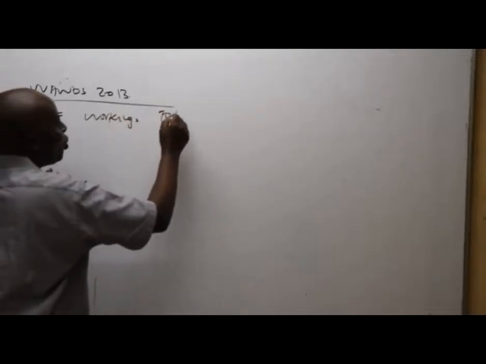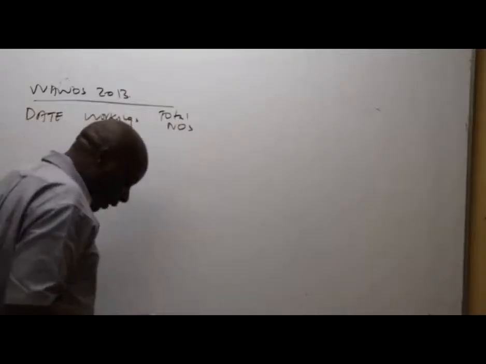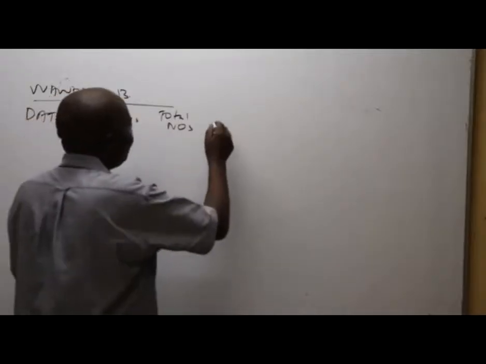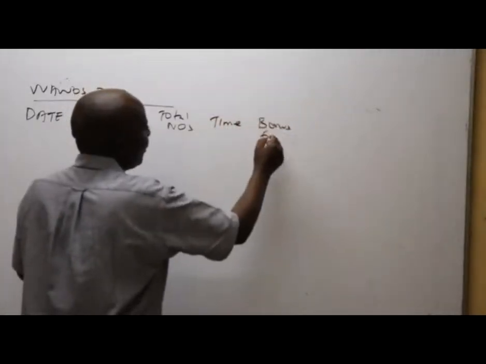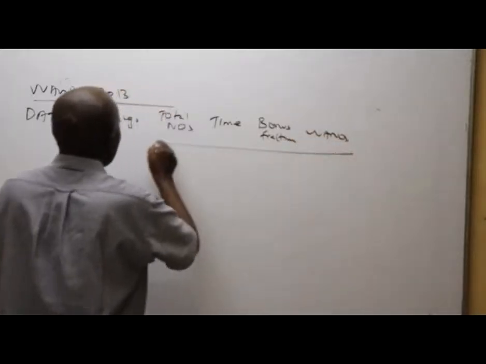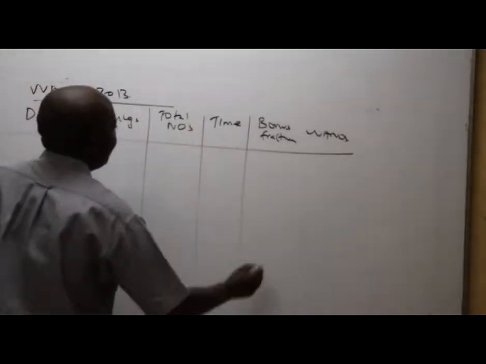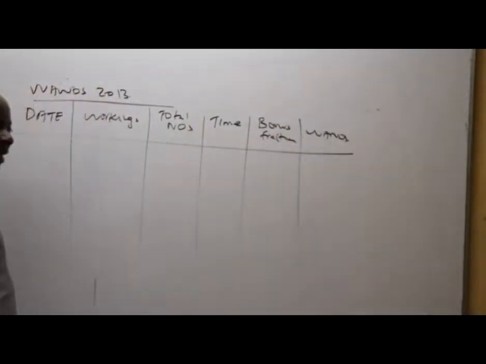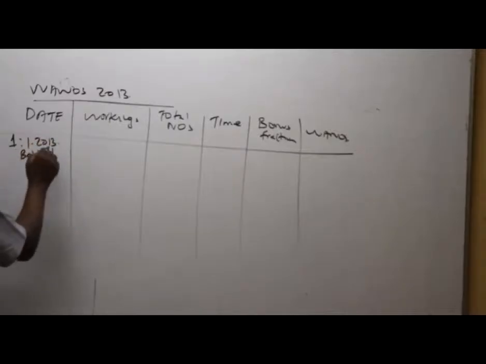Then we have the total number of ordinary shares, and then of course we have the time. We have the bonus fraction, and then we have the famous one-nos like this. The good thing is the year ends in December. So I know here at the beginning, I must say 1st of January 2013, balance brought down.